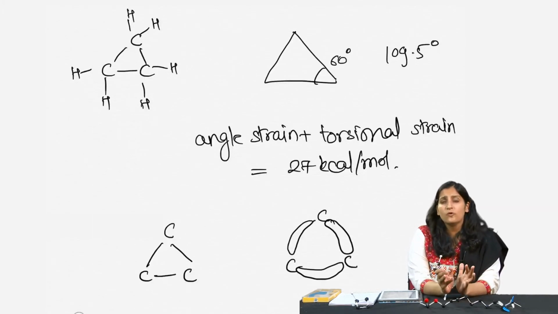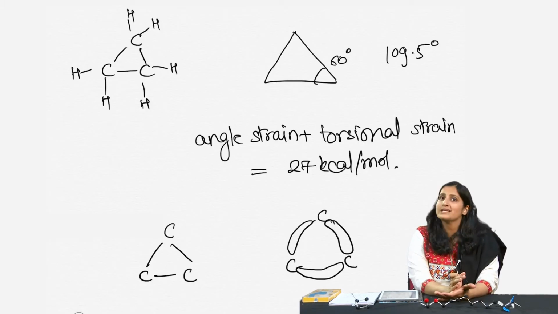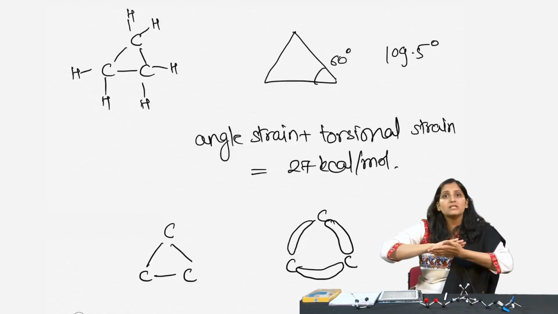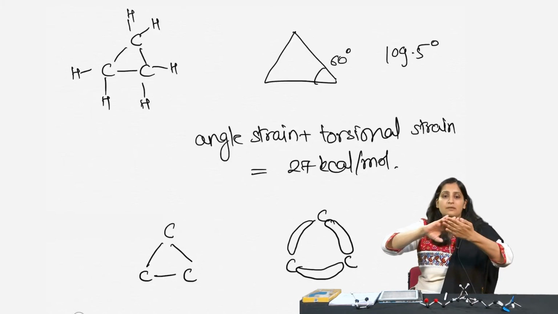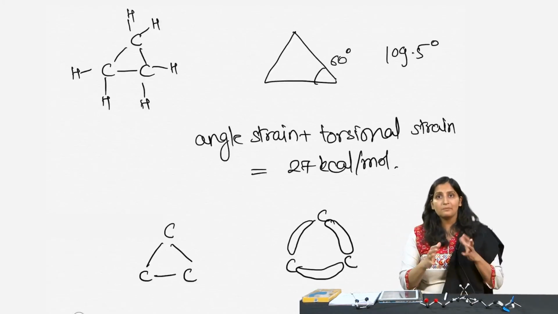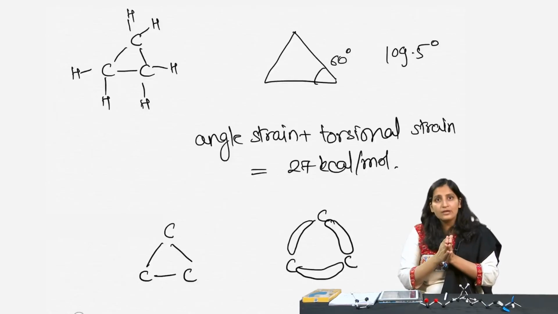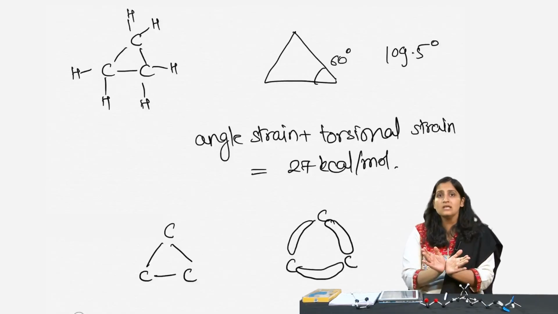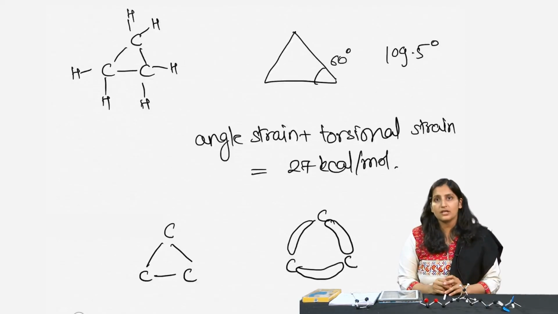As you can imagine, the overlap is lower in the case of a banana bond, right, because a straight line bond will have a much larger overlap than, for example, a curved bond like this, which is a banana bond. But what the carbon really is achieving is it's trying to deviate from that 60 degrees and make it a little bigger than 60 degrees in order to relieve that angle strain.